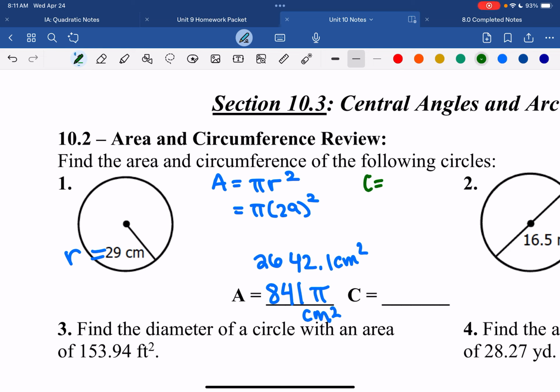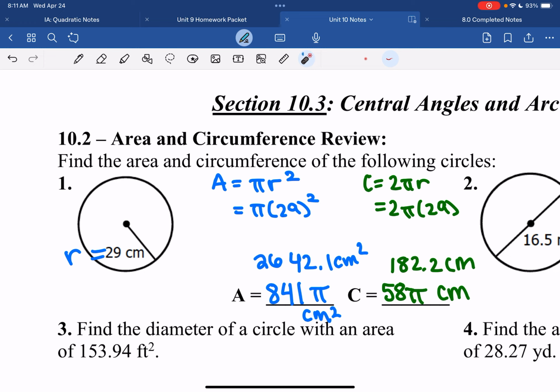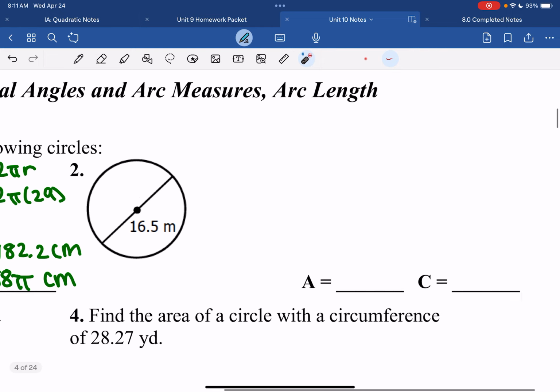Circumference, that is 2 pi r. So here this would be 2 pi times 29. So this is going to be 58 pi, 29 times 2, 58 pi centimeters. Or if you multiply that through, 182.2 centimeters. Remember, circumference is not squared. Only area is squared. Okay, number 2.